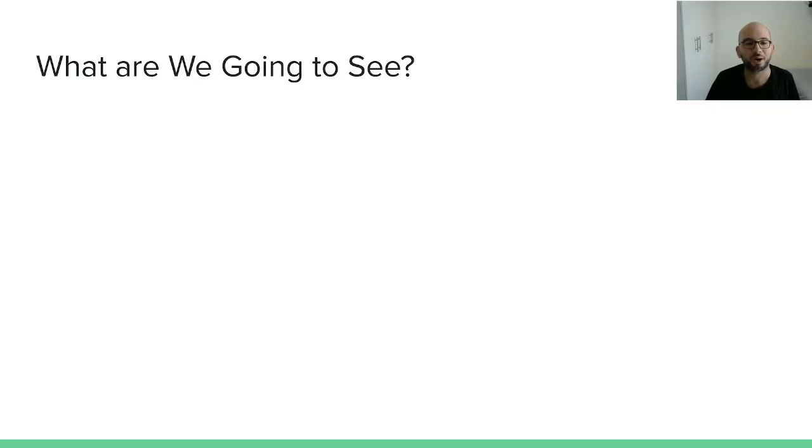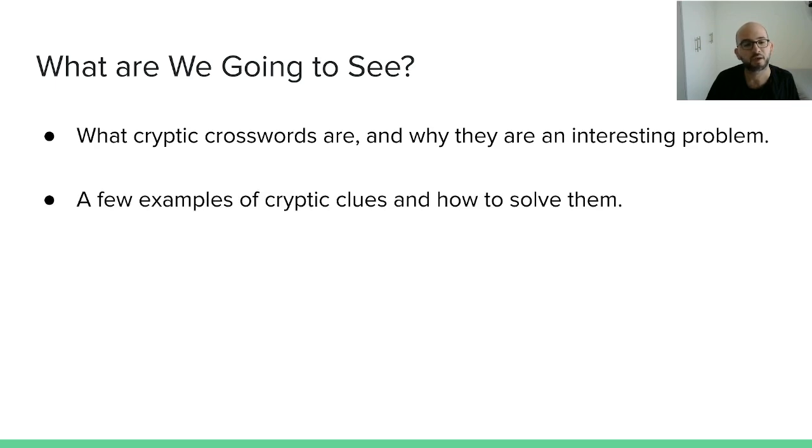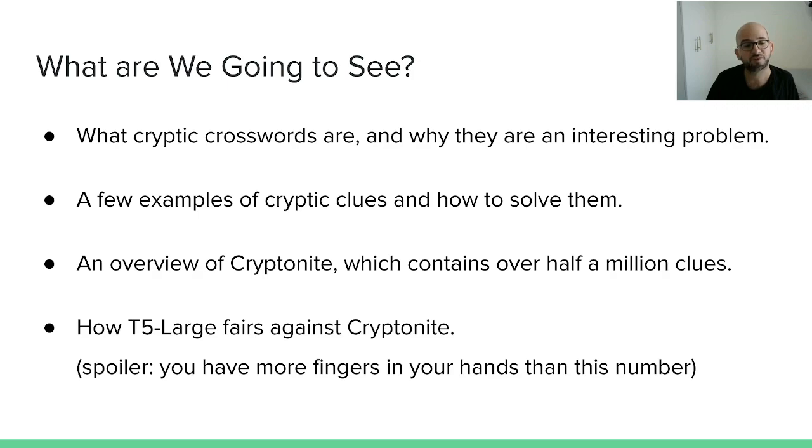So, what are we going to see? We'll start by explaining what cryptic crosswords are and why they are an interesting problem. Then we'll see a few examples of cryptic clues and how to solve them. We'll follow that by an overview of Cryptonite, which contains over 500,000 clues, and we'll finish up by seeing how T5 fares against Cryptonite.